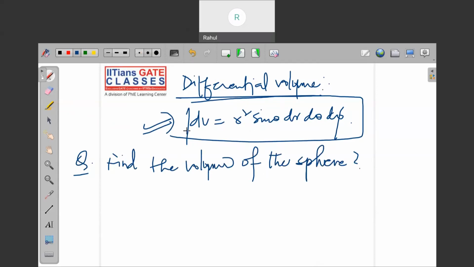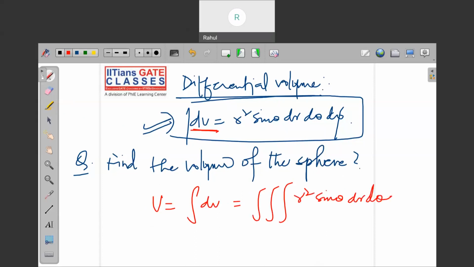What is the volume of this? Well, everyone knows, but you can directly compute. So this is dV, that is differential volume. If you want to find V, you will have to integrate dV. And there should be a triple integral, right? R square sine theta dr d theta d phi.